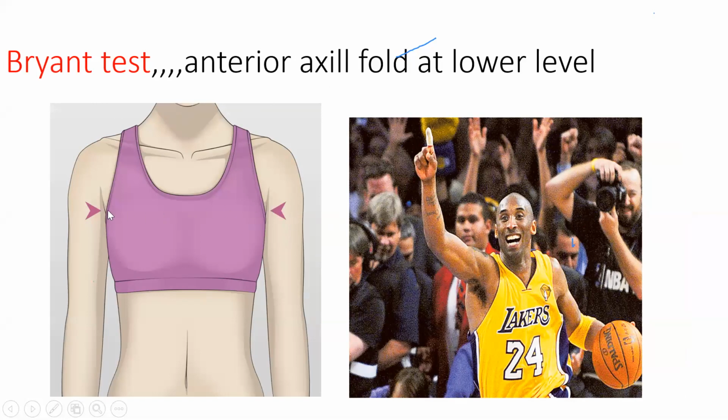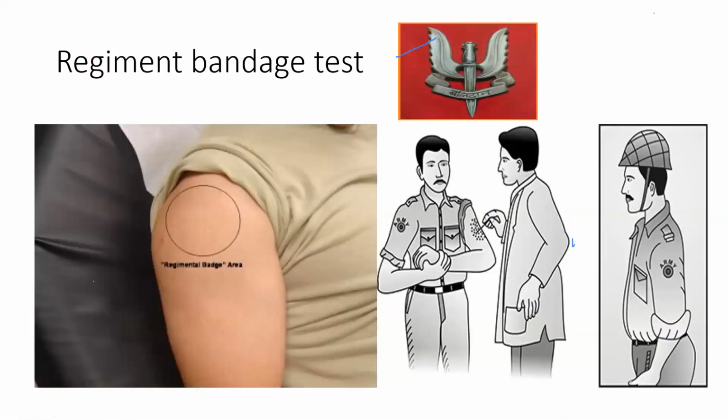See this axilla and this axilla. Normally the anterior axillary fold should be at a lower level. You can remember it that way: Kobe Bryant is where the anterior axillary fold is at the lower level. Then this is the regiment badge test.